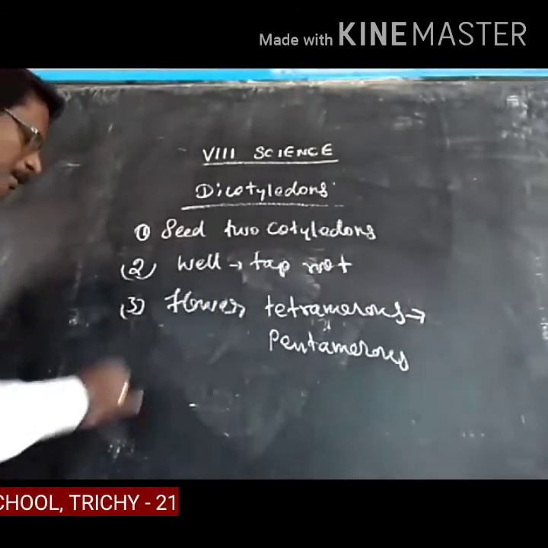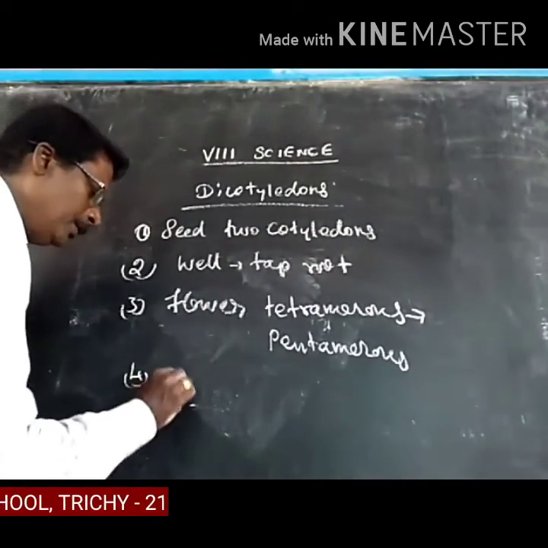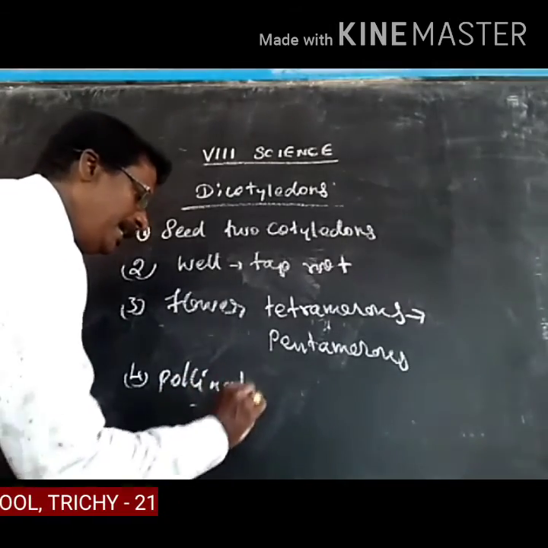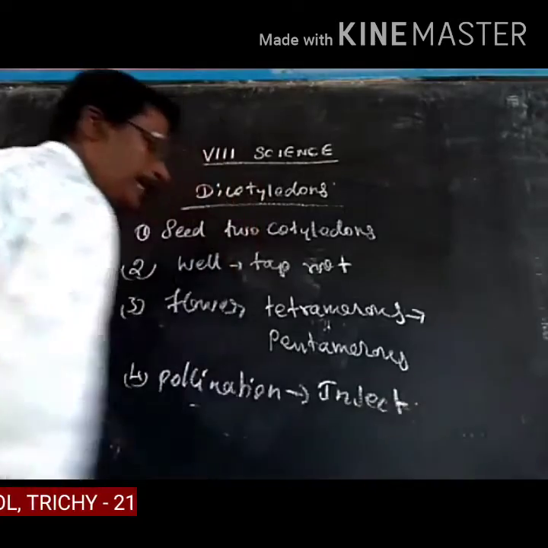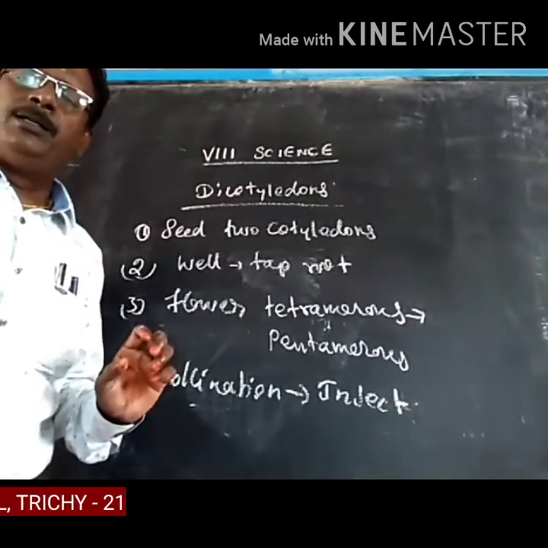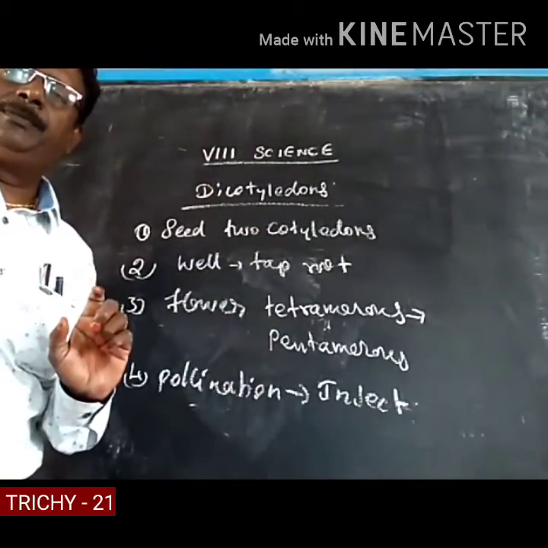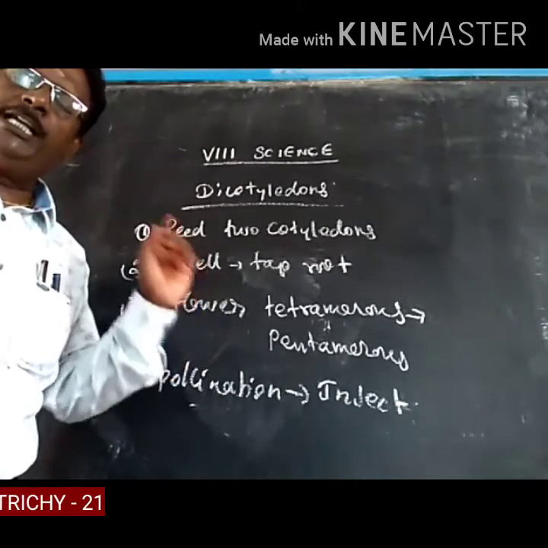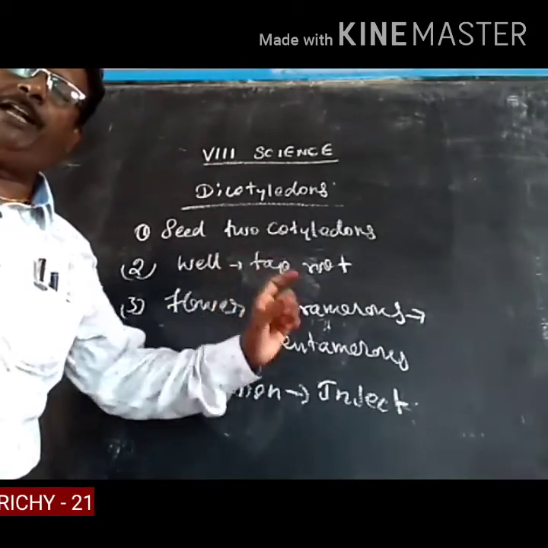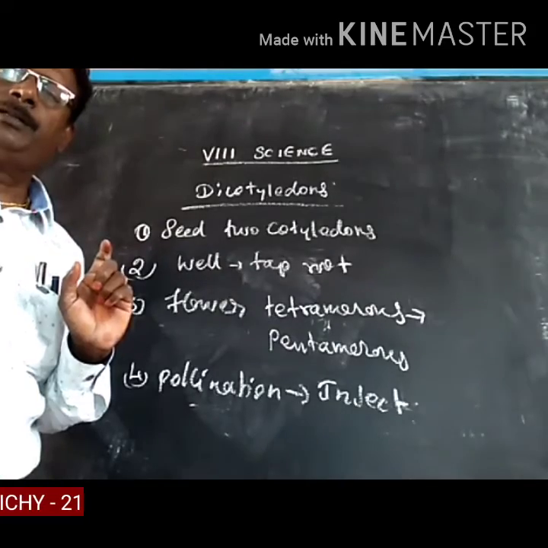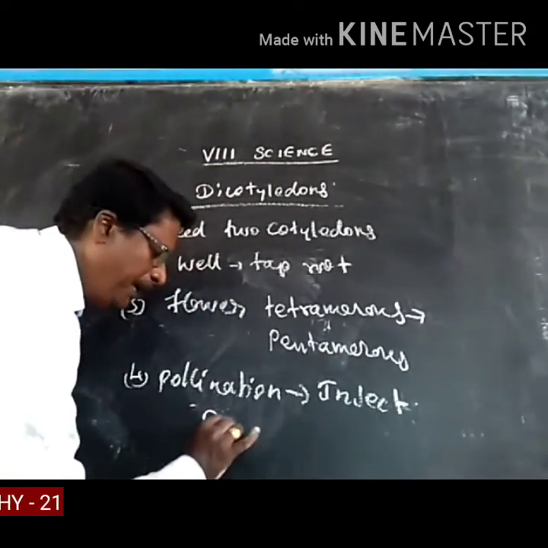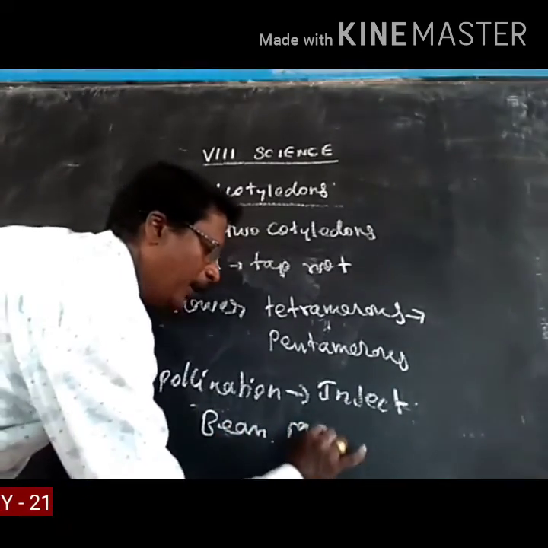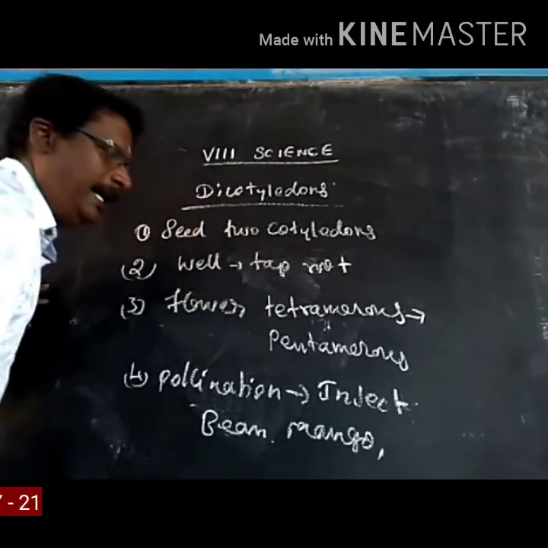Fourth point, pollination is mostly by insects. The pollination that takes place through insects is called zoophily or entomophily. Examples: beans, mango, and neem.